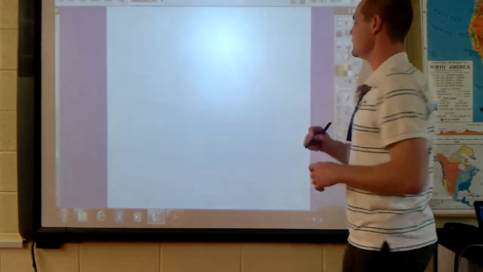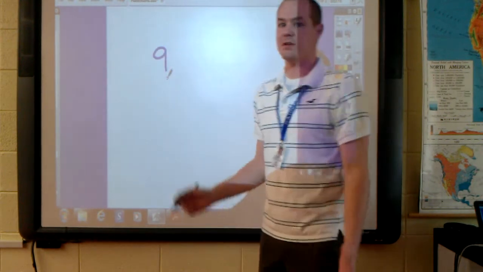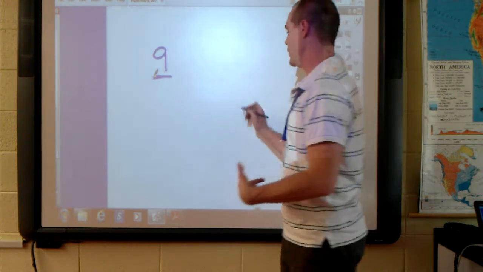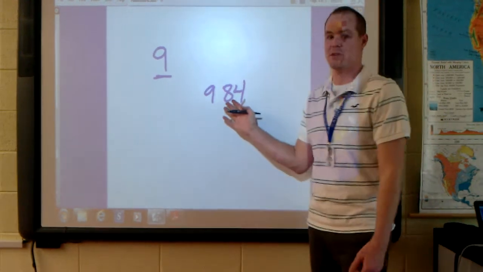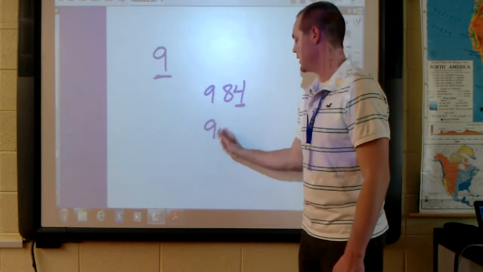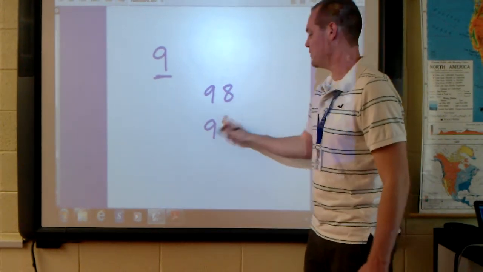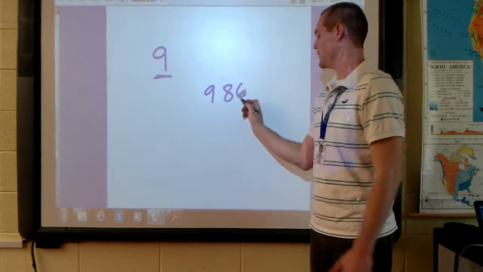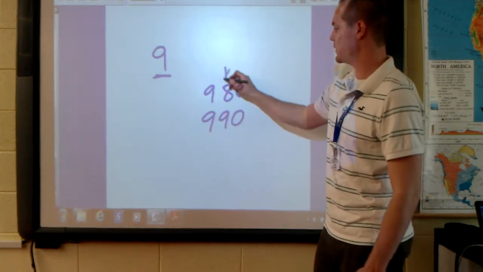So, basically what we have, we've rounded the number 9 to the nearest 10. You know that it's a 9, so it rounds up to 10, not down to 0. We have the number 984. If we want to round to the nearest 10, we look at this 4. It tells us to round down to 980. Okay? If this number were a 5, or a number bigger than a 5, let's go with 6, that would tell us to round up to 990. Again, we're rounding to the nearest 10.